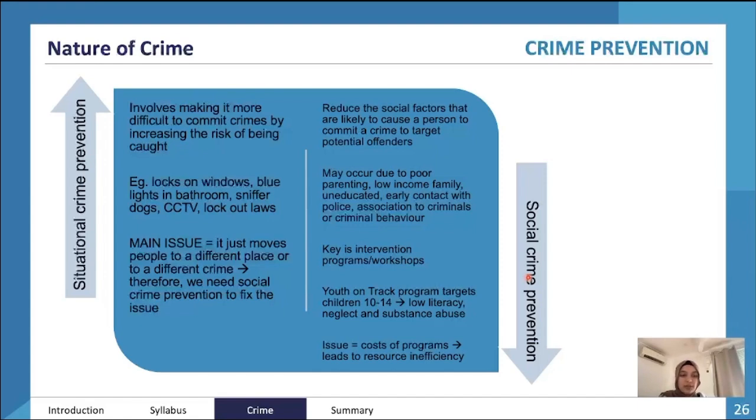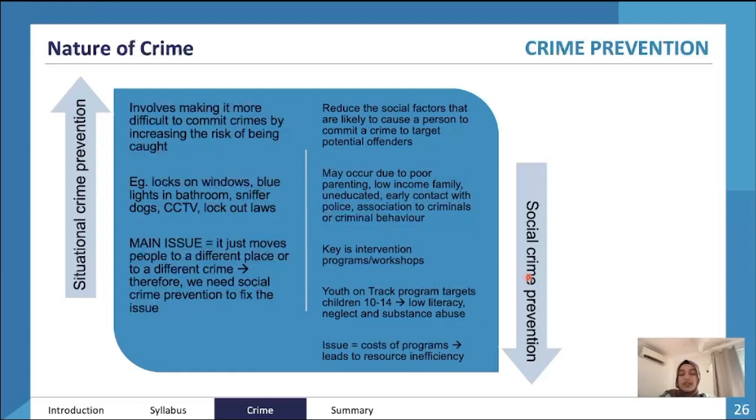We can't just stop there and create situations, because we can't create a situation of crime prevention in every single place. Not every single place is going to have blue lights in the bathroom, for example. So we need to look deeper into where this issue is coming from, or the root of this issue: why do people actually even commit these crimes? And then we can fix the issue from there.